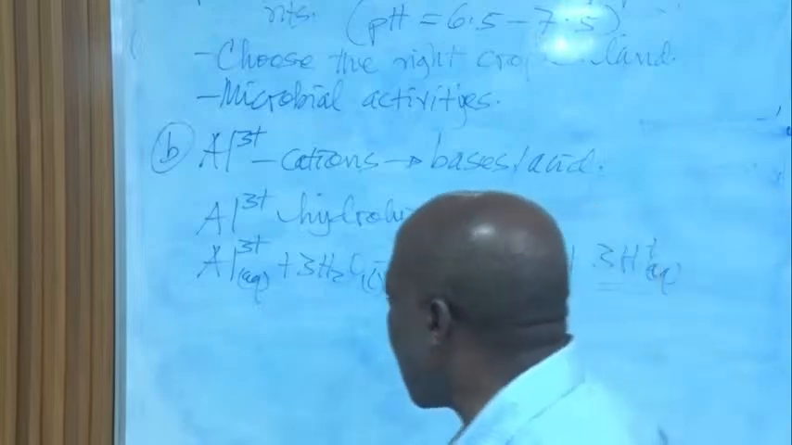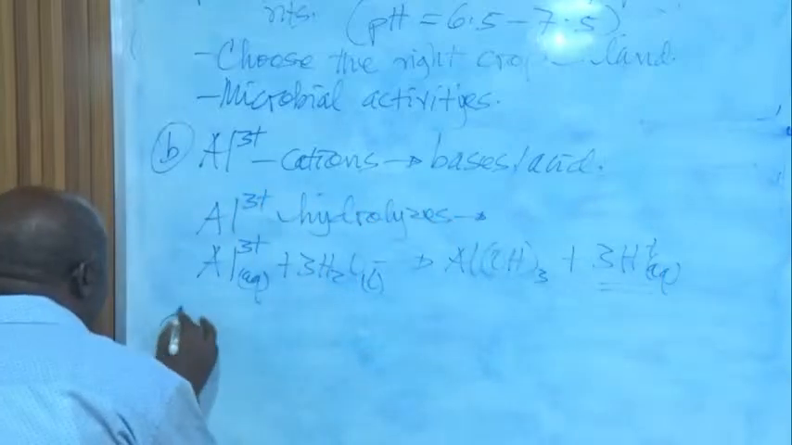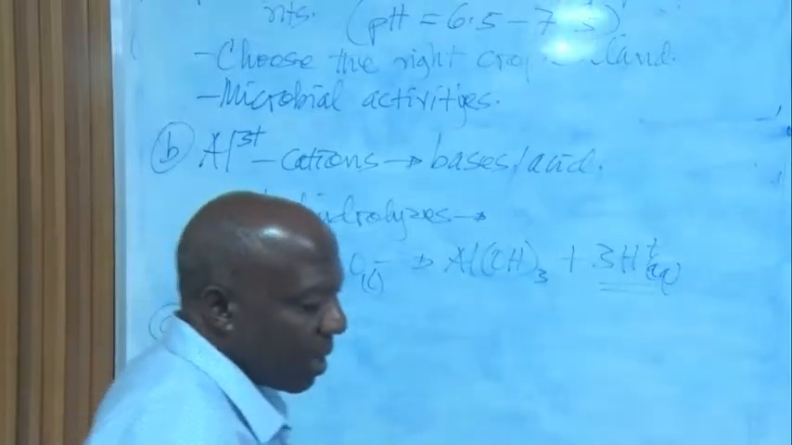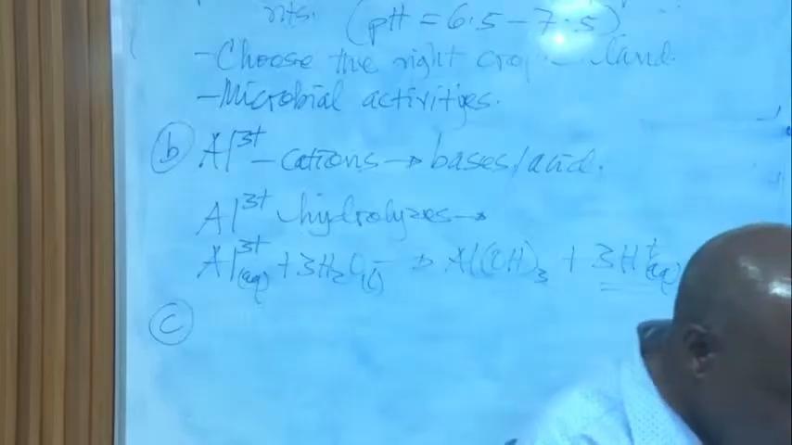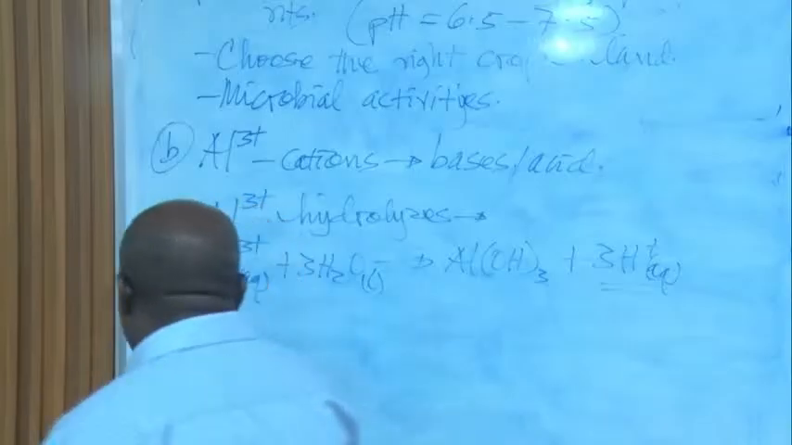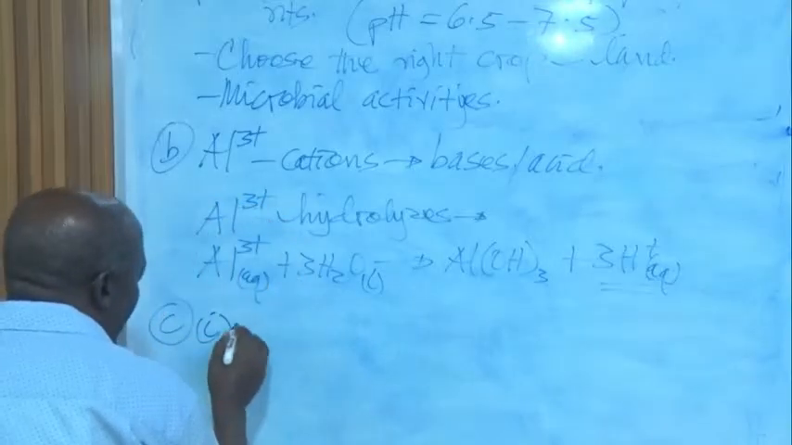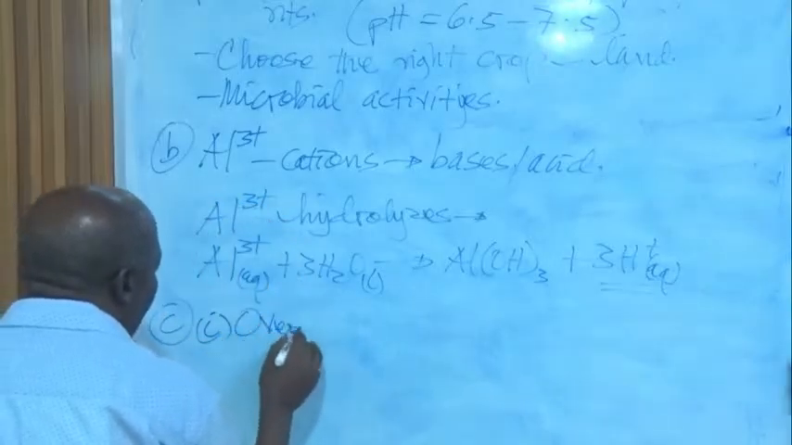Question number 7C. What are the negative effects of the following practices on soil? Now, one is the effect of overliming. Roman 1 is overliming.